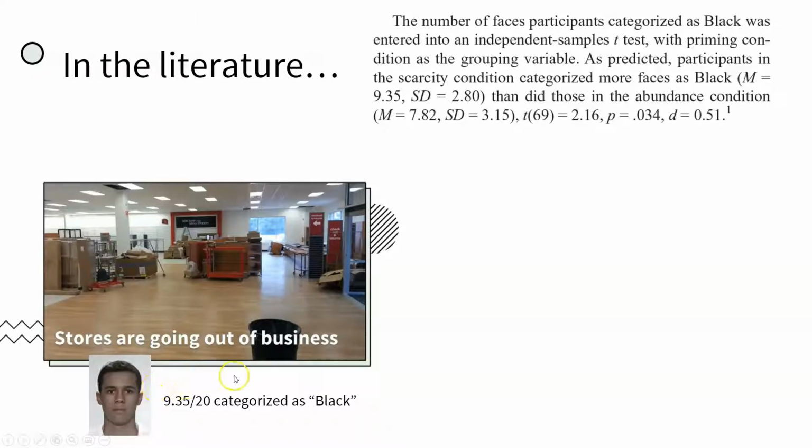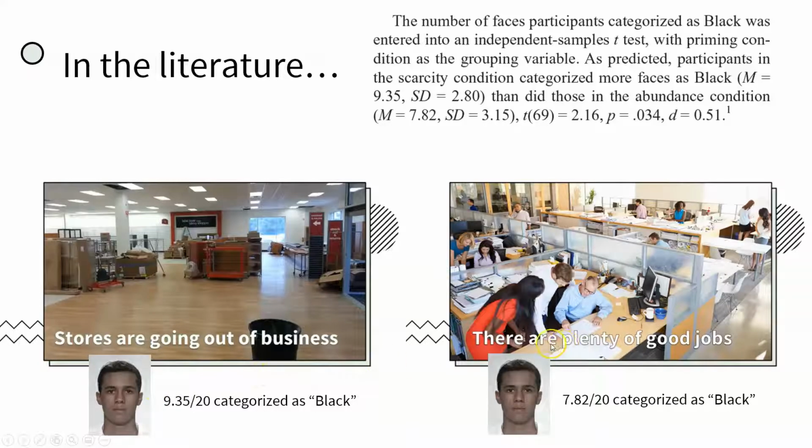Okay. In the other condition, the abundance condition, where they read there are plenty of good jobs, they were more likely to include them in their own group. I'm a white undergraduate, I'm going to say, sure, this guy can be white too. And so I'm going to categorize fewer of them as black, only about 8 of them instead of nearly 10 of them, right? So what we're finding here is that there's a difference in how people perceive the faces based on whether they think there's not that many jobs or whether there's lots of jobs.